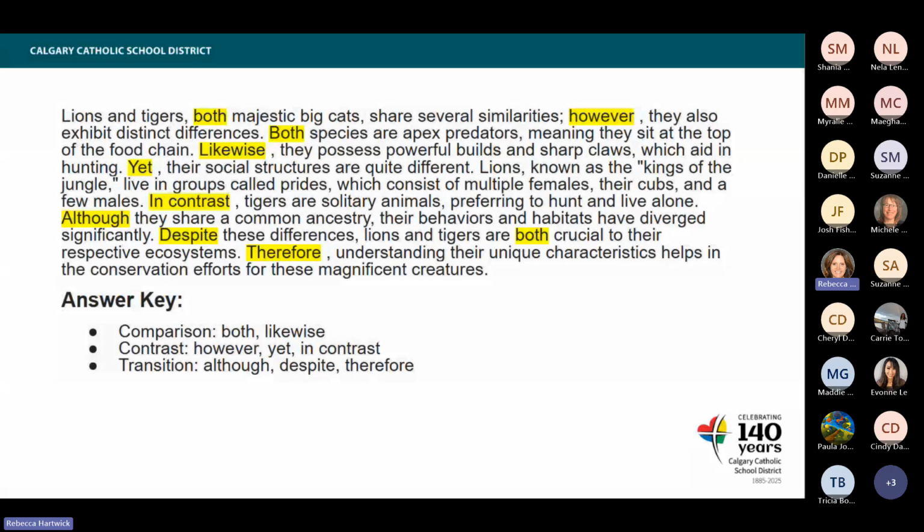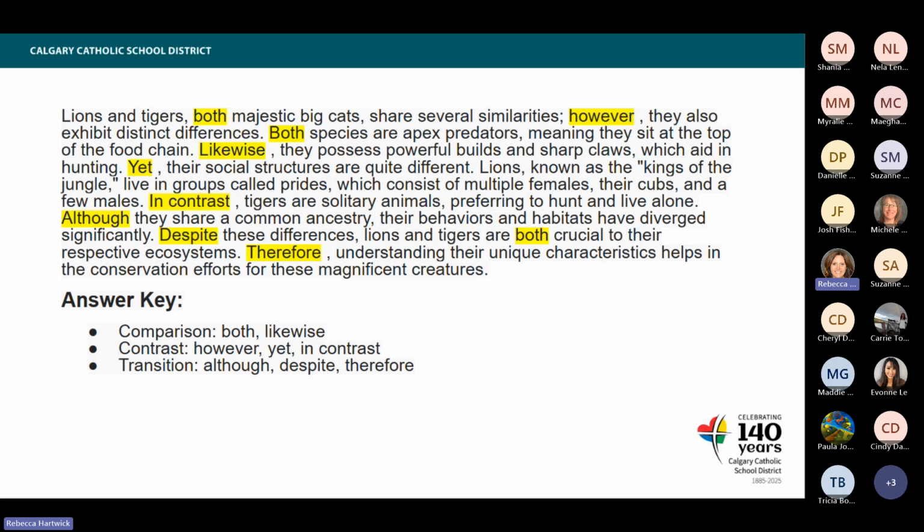Okay, so here we go. We have the same passage here. And you'll see that some of the cohesive devices are now highlighted in yellow in the paragraph. So for example, the first one we see there, lions and tigers, both majestic cats, share several similarities. And so the word both is highlighted. Both is a cohesive device. It's a comparison cohesive device.